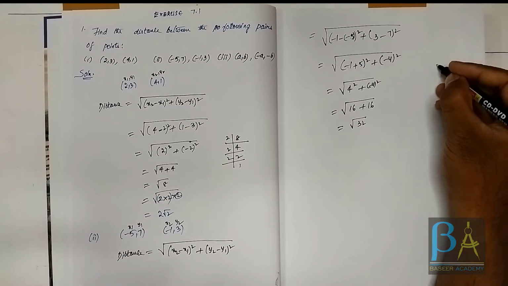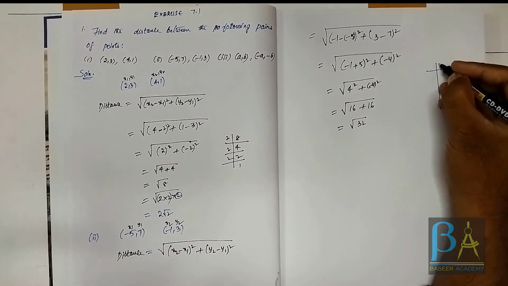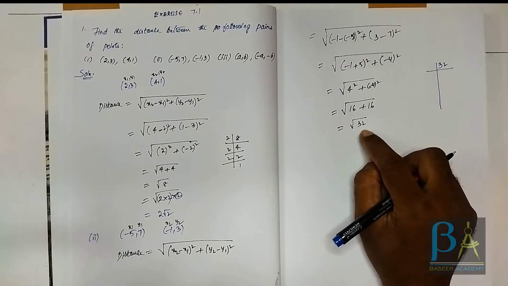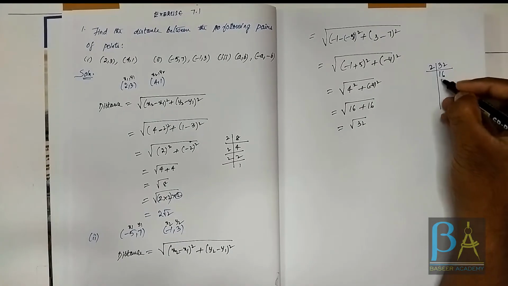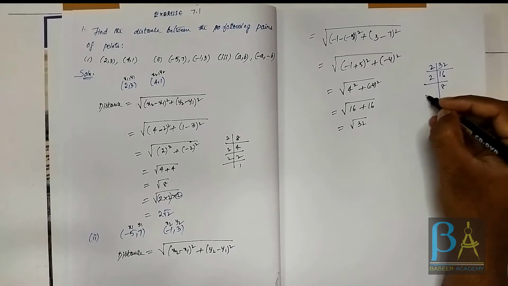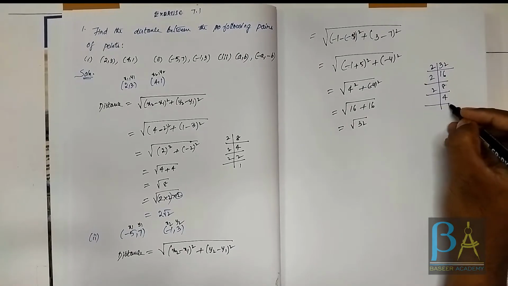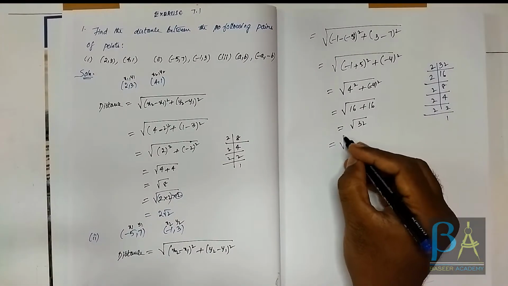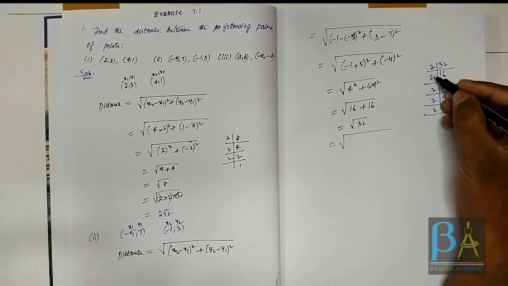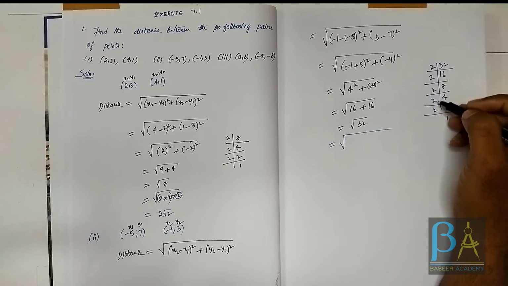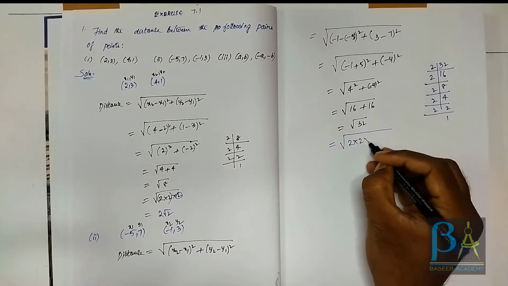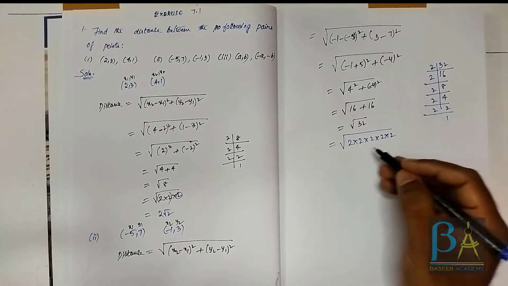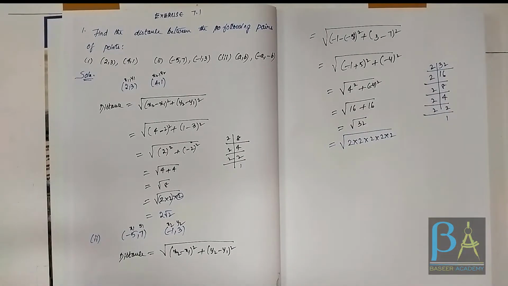Now what you can do, you need to do prime factorization of 32. Let us find prime factorization of 32. 2 into 16 is 32, 2 into 8 is 16, 2 into 4 is 8, 2 into 2 is 4, 2 into 1 is 2. So in place of 32, I can write 2 into 2 into 2 into 2 into 2, 2 multiplied 5 times. 1, 2, 3, 4, 5. Now what can I do?